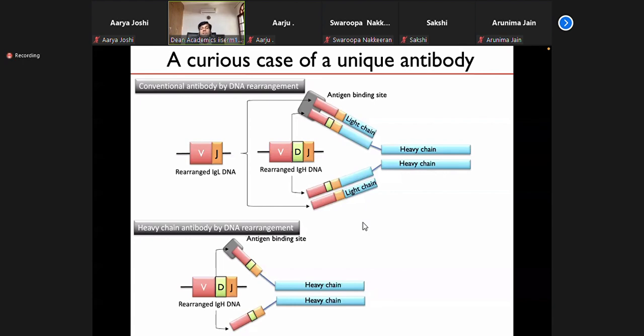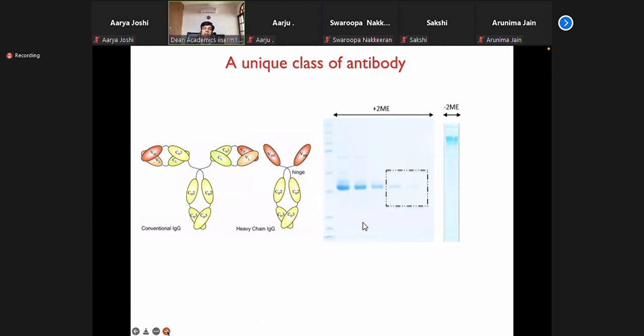So that is what I said. With the discovery of these antibodies in some animal species, starting from nurse sharks and camelids, all the members of the camelid family have this kind of antibody. With their discovery, the antibody engineering field is completely revolutionized. Okay, so this is how it looks. This is a conventional antibody. You have these different domains: variable region heavy chain, variable region light chain, which form the paratope.